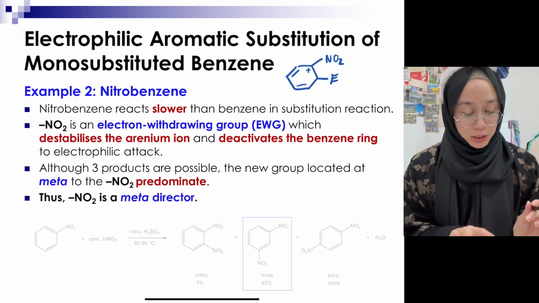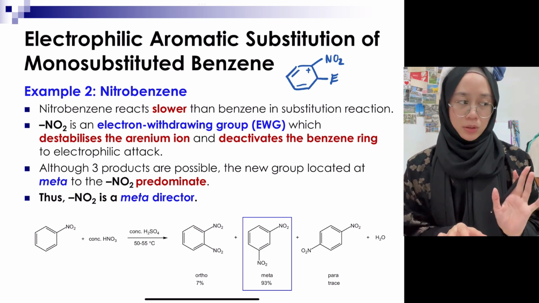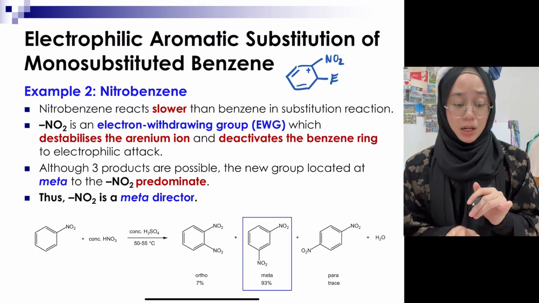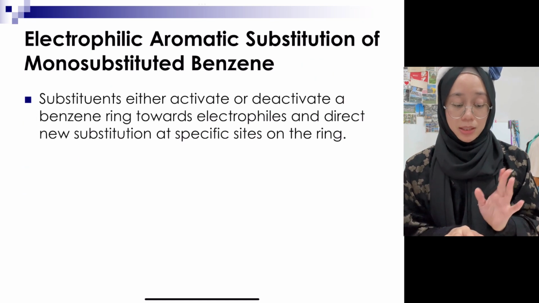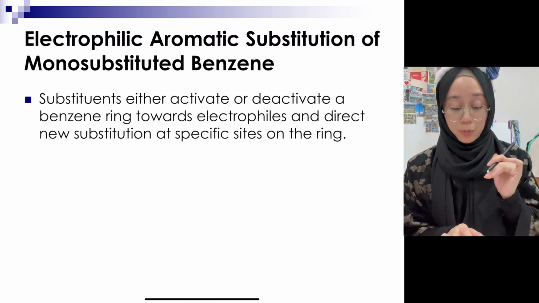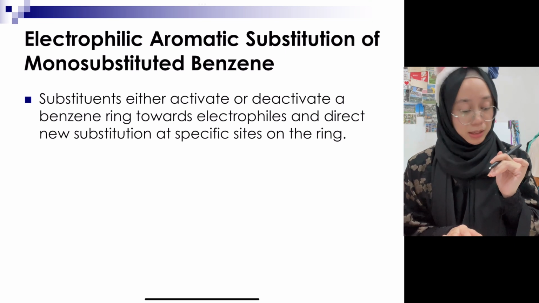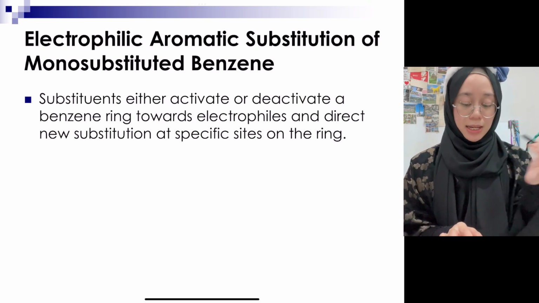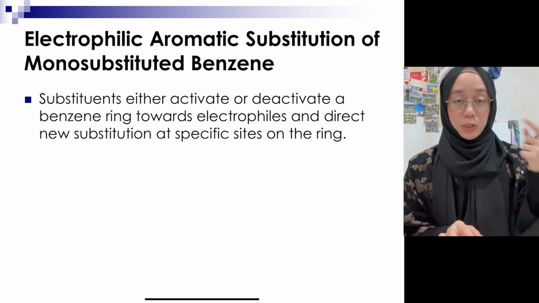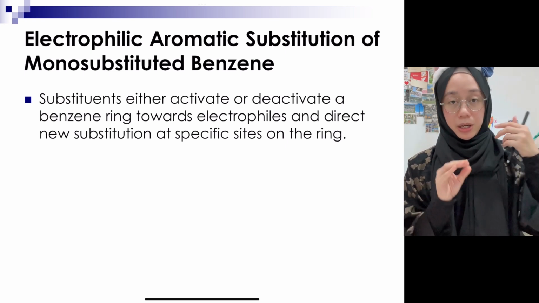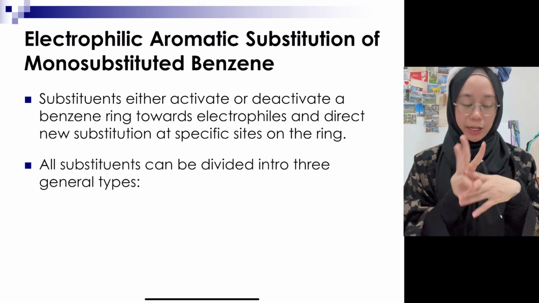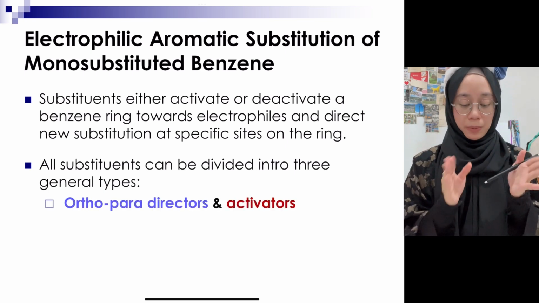Alright, so how do we recognize whether a group is an activator or a deactivator? Substituents either activate or deactivate a benzene ring towards electrophiles and direct the new substitution at a specific site on the ring. There are 3 general types that we can look at. The first one is ortho-para directors.